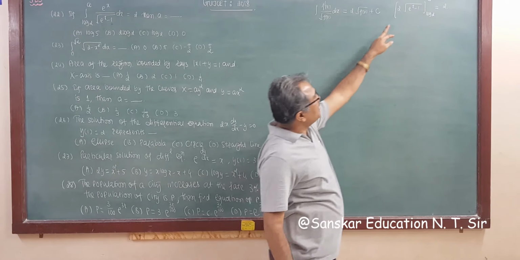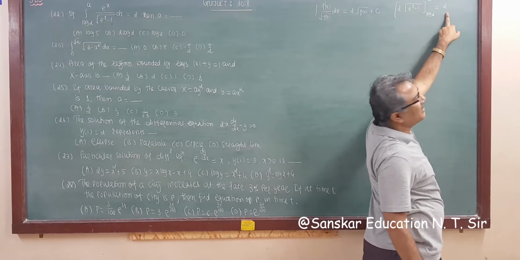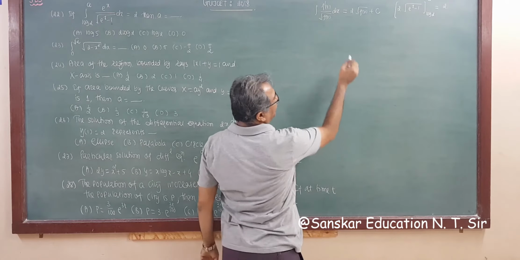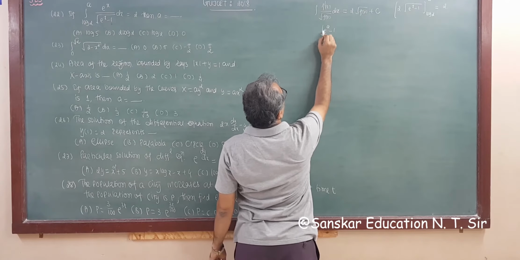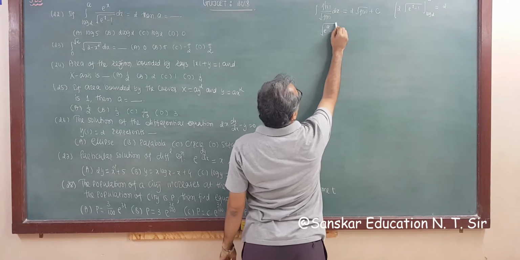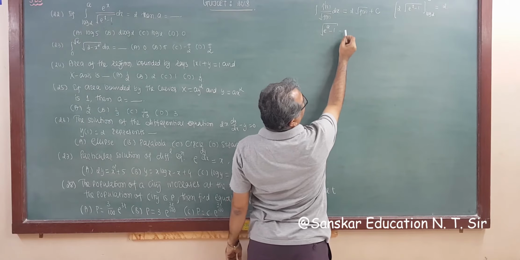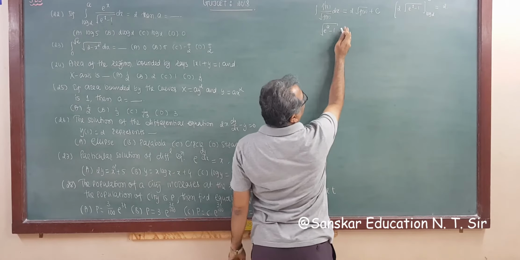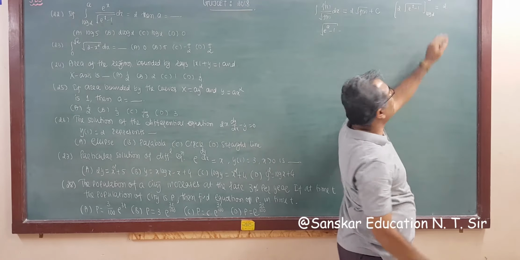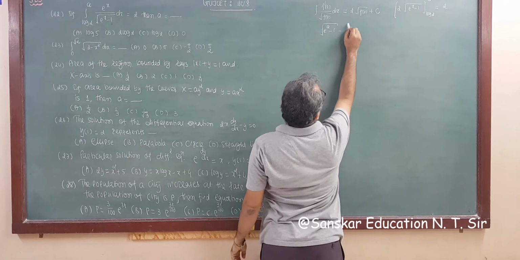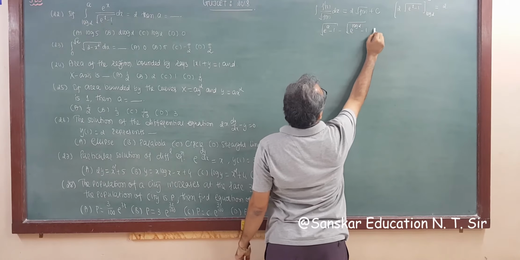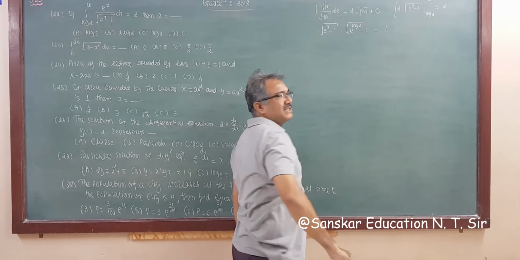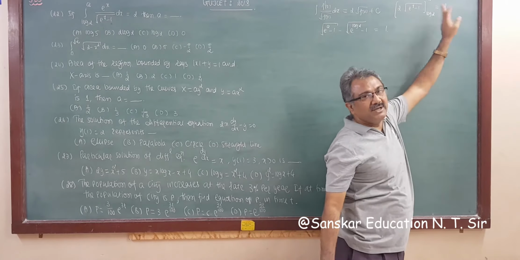Now 2 is constant, so these two will be cut. So substituting the upper limit first, square root of e raised to a minus 1, minus the lower limit, under root e raised to log 2 minus 1, is equal to 1. This is your answer, because these two and these two will be cut.